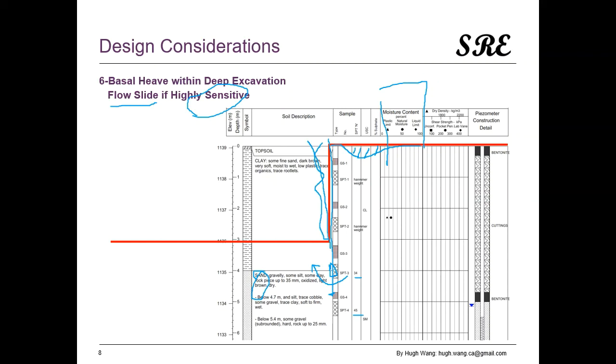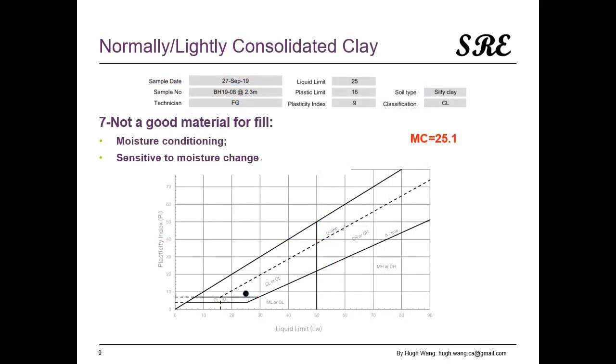The last aspect I can think of is fill material. It's not a good material for fill. There are several things. First, even though this material is called clay, you can see it is very close to the CL-ML zone. This zone is low plastic clay transitioning to low plastic silt. I would expect the material to have more or less silt-like behavior.